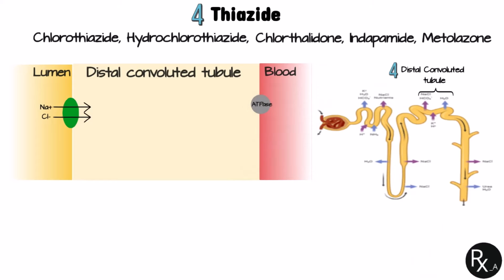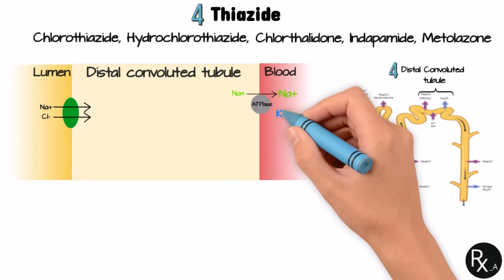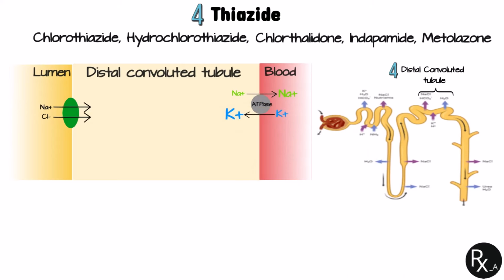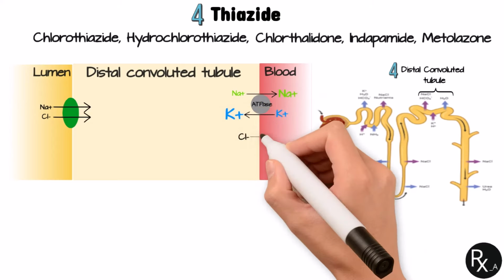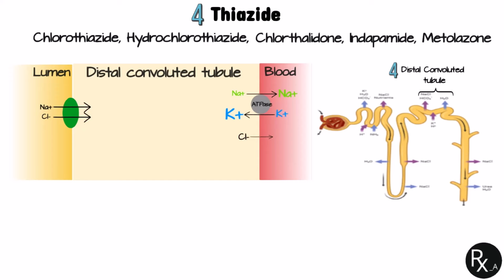Once inside the cell, sodium is transported to the blood through the sodium-potassium ATPase, while chloride diffuses out via the chloride channel. Thiazide diuretics then inhibit this sodium chloride cotransporter, which reduces the reabsorption of sodium chloride. Ultimately, since water follows salt, we get an increase in urine output.